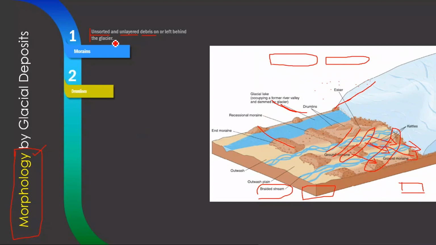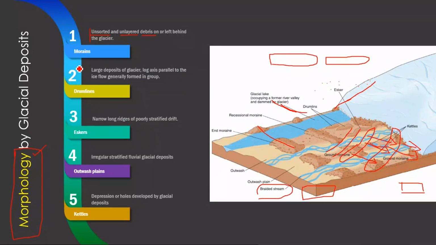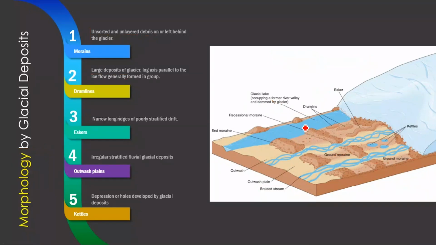Then we have the next category. There are a number of features such as drumlins, eskers, outwash plains and kettles. Drumlins are large deposits of glaciers whose long axes are parallel to the direction of the movement of the ice. So these are large deposits. Usually they are deposited in groups, two or three deposits in the direction parallel to the movement of the glacial ice. We call them drumlins.